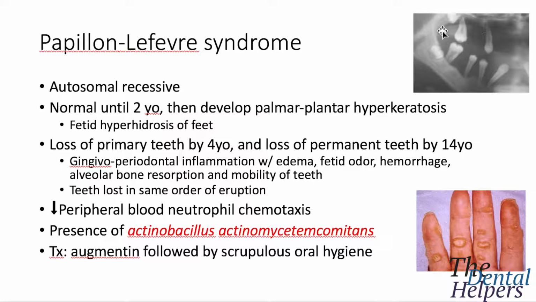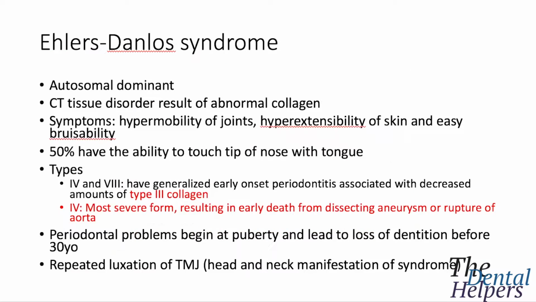So this image right here is an example of this. It's a gingivo-periodontal inflammation with edema, fetid odor, hemorrhage, alveolar bone resorption, and mobility of teeth. You have decreased peripheral blood neutrophil chemotaxis, and the bacteria that's important, Actinobacillus actinomycetemcomitans, I cannot pronounce that. Treatment is going to be Augmentin followed by scaling and root planing, or basically you have to do a lot of oral hygiene and really take care of this patient.